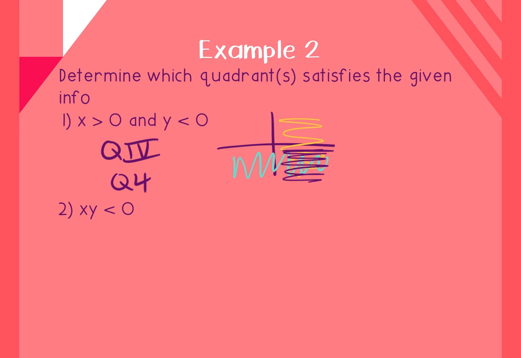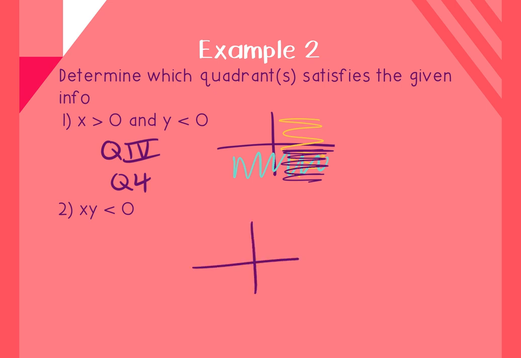Two says x times y is less than 0. So we're talking about the product of two numbers. And less than 0 is what kind of number? A negative. So how does a product result in a negative number? One of them has to be negative, right? If they're both positive, it's positive. If they're both negative, it's positive. But if one is negative, then that product would be negative.